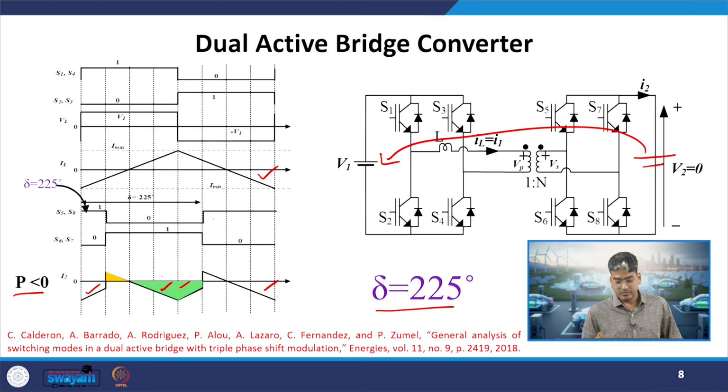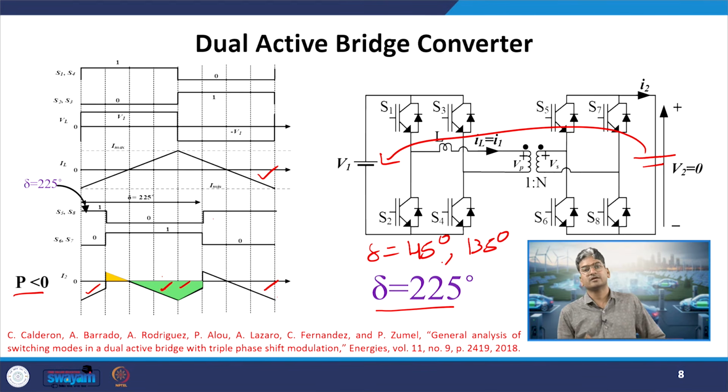So, intuitively what will be the value of the power? If I take delta equal to 45 or 135 as my base case, we have already discussed the power was positive and they were equal. So, at 225 the power transferred will also be equal, but it will be in the opposite polarity. So, what is the meaning of that? Which divisions are participating in the power transfer? Here again the divisions which are adjacent to your negative peak current are participating in the power transfer.